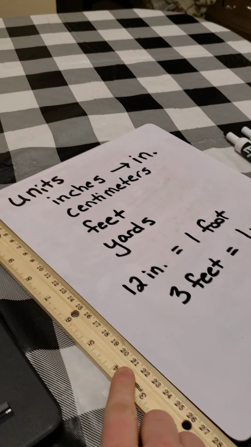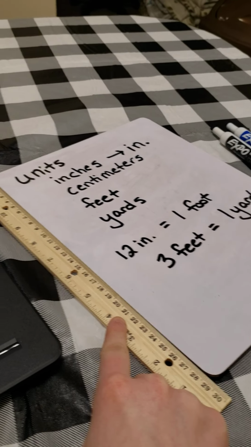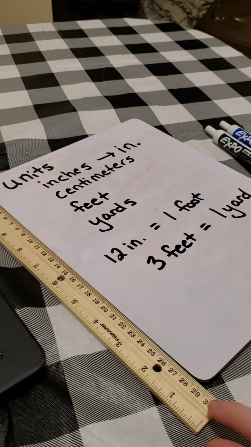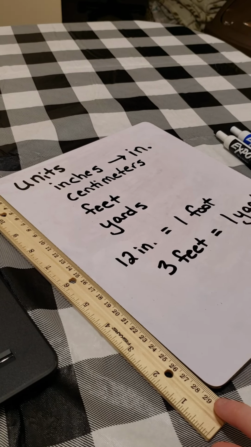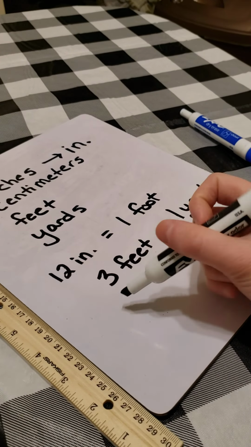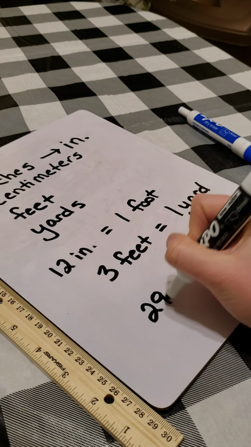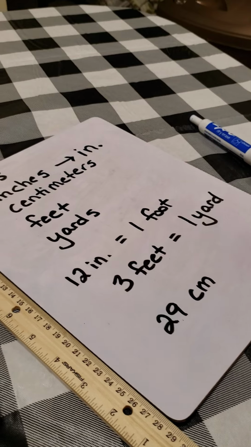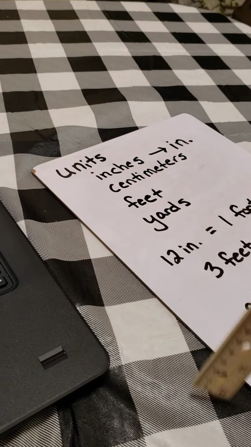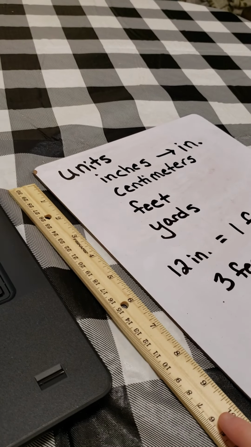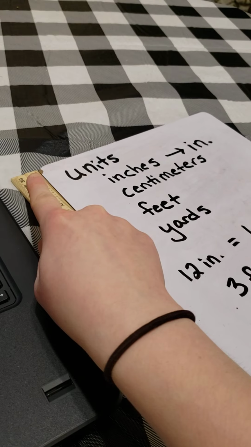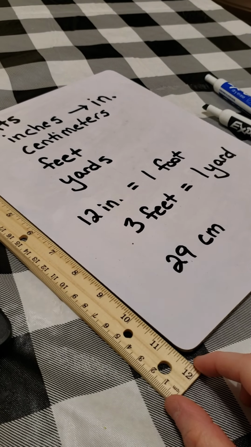If I measure this whiteboard, which is my imaginary math book, it is about 29 centimeters. Approximately 29 centimeters. If I turn my ruler over, I line it up with that black line at the end there, remember? And then take a look.